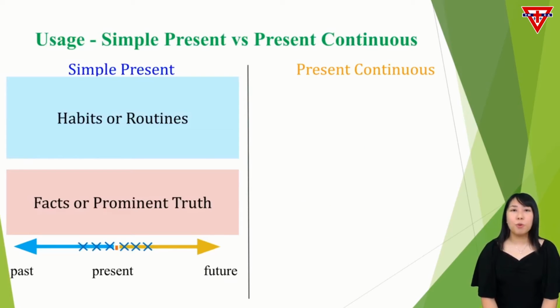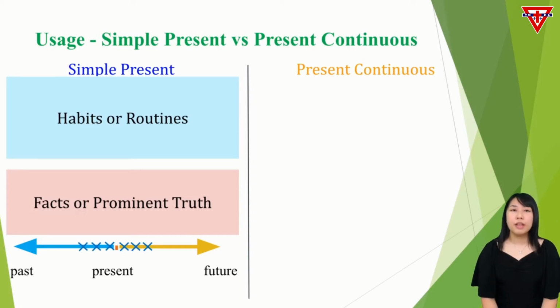Let's dive into more specific details. Here is a table comparing the simple present tense and the present continuous tense. Let's start with the left-hand side, the simple present. There are two common usages, habits or routines, and facts or prominent truths.